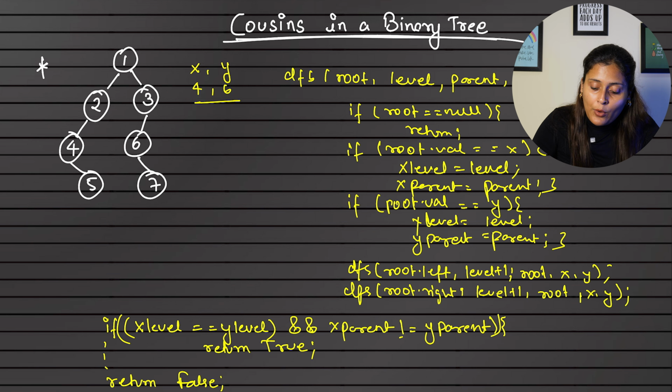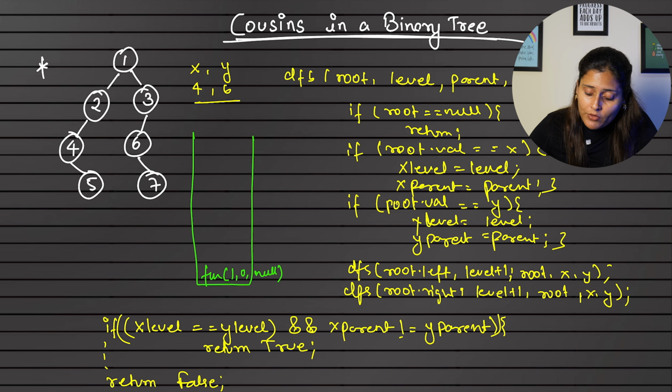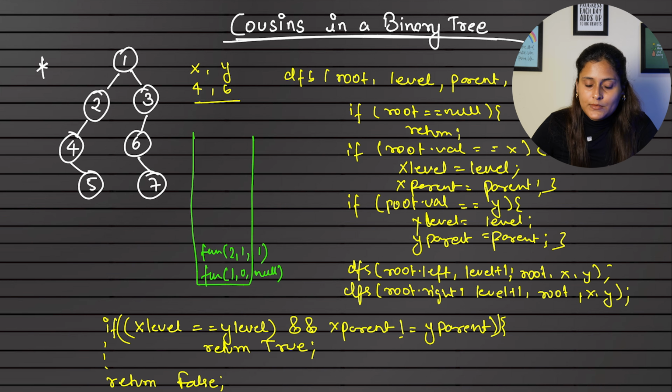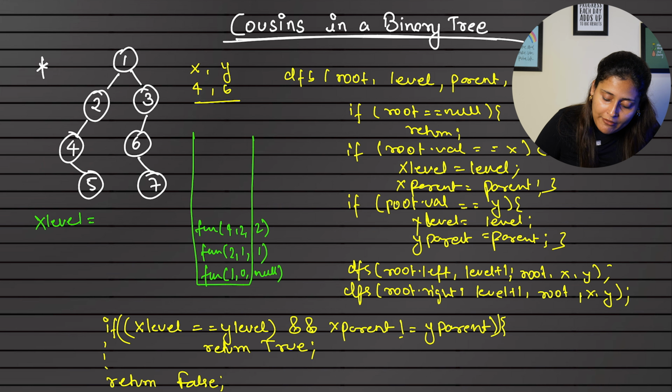Now let's do the dry run and see how it will look. So we will have a stack something like this. First in the function we will have 1, level 0, parent nothing, so let's call it null, correct? Now we'll go towards the left side, so function 2, level 1 and parent 1, correct? Now we'll go for function 4, level 2 and parent 2. Now we found that this node value matches with my x. So my x level will be nothing but level, which is 2 here, correct? And parent will also be 2. So x parent will be 2.